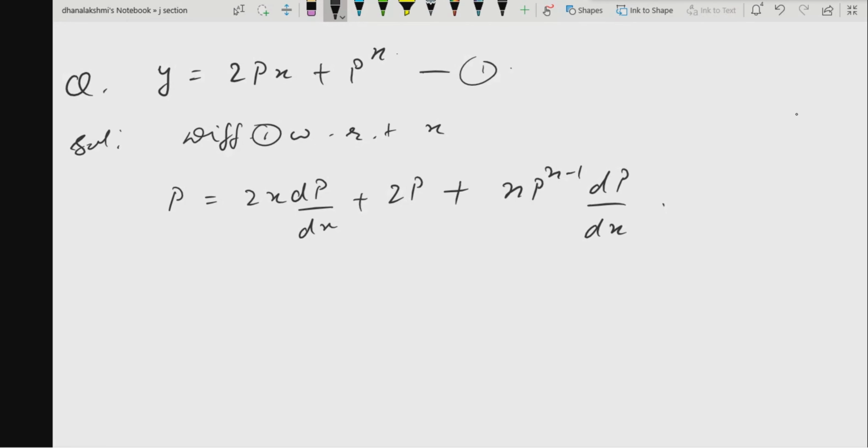Rewriting this, you have 2p here. On the other side, if I send it, that will become minus p is equal to, then from the first and third terms, I can take dp by dx common. So I'll get 2x plus n into p to the power n minus 1 into dp by dx. This is what I will get. Now look at this differential equation. What we need to get after differentiating is a first order, first degree differential equation. Is it that differential equation? Tell me.